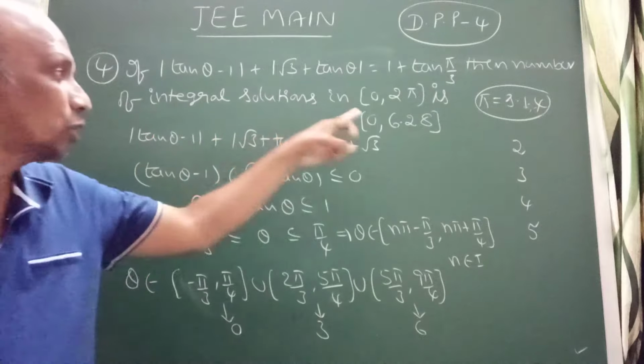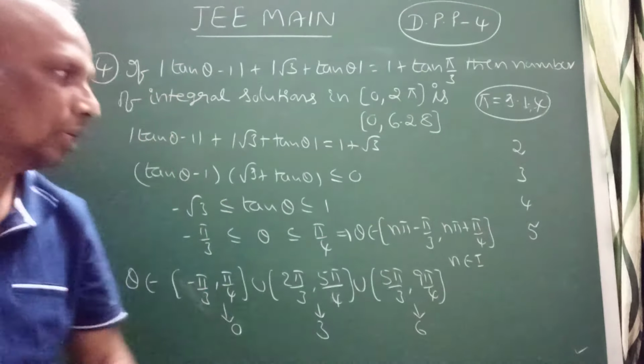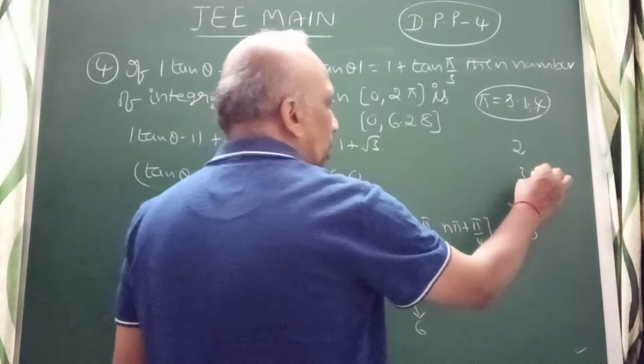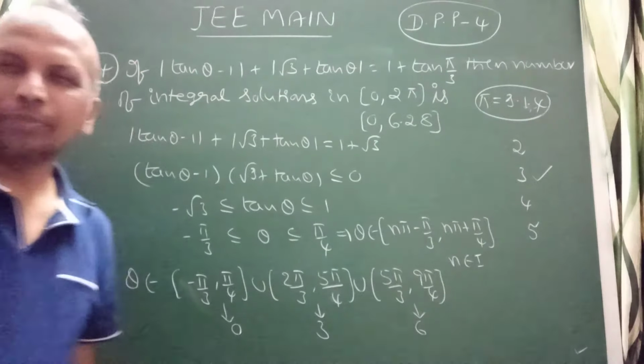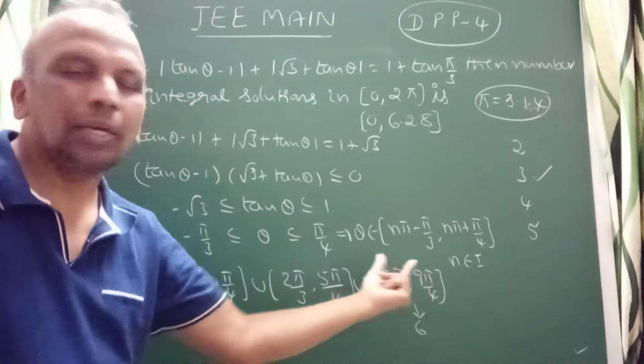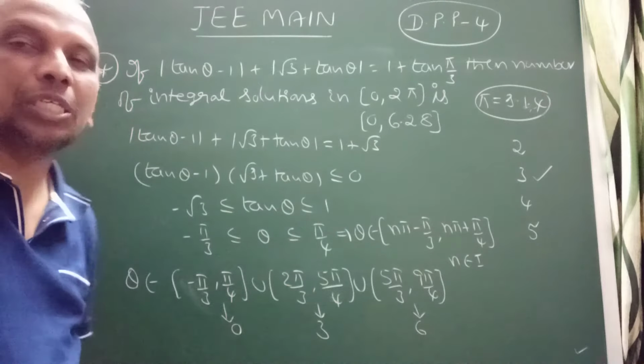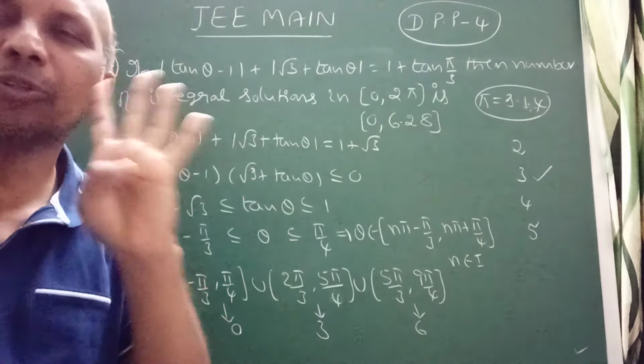They are asking integral solutions in 0 to 6.28, we get 3. So the number of integral solutions will be equal to 3. If you have a doubt, substitute pi with 3.14 and simplify. In between we get only one integer, 6. Here we get one integer 3, one integer 0. The number of solutions will be 3.